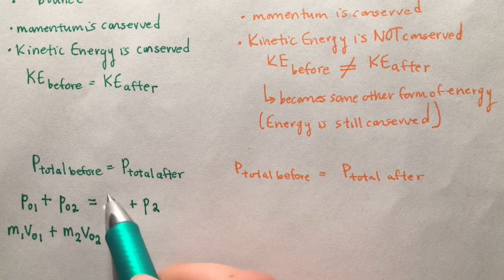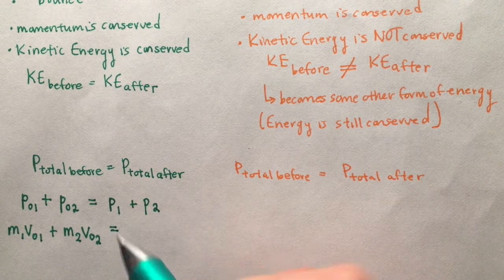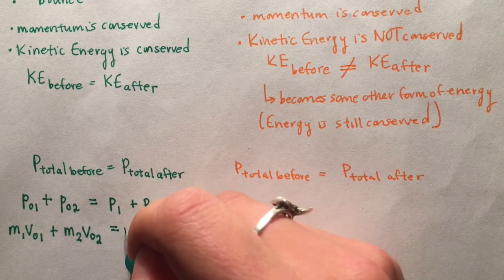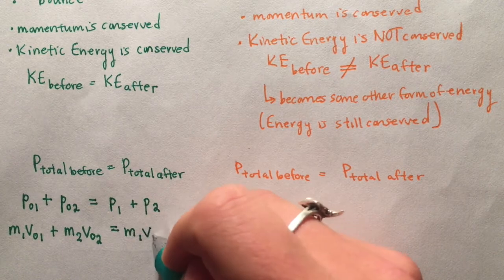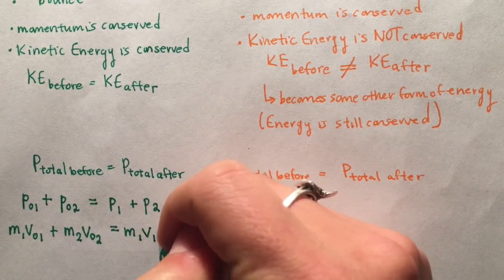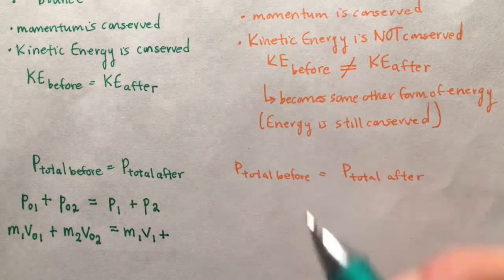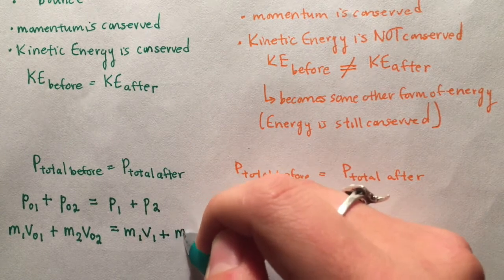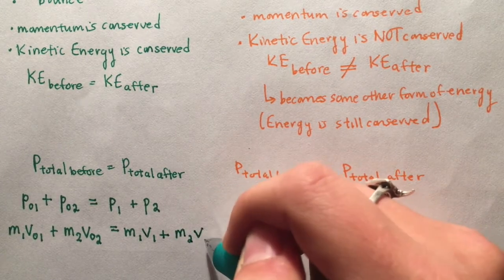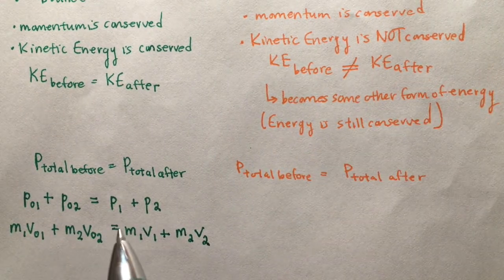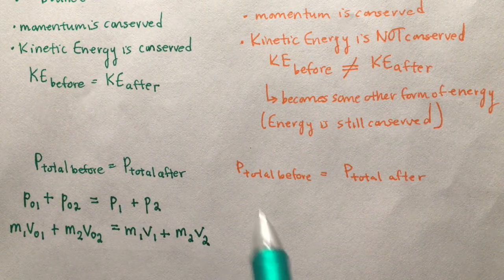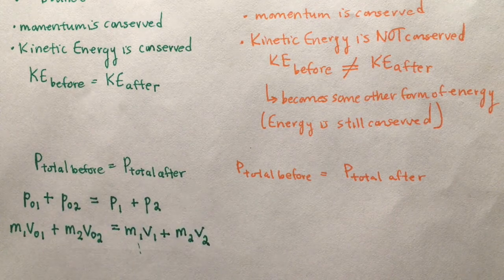So how can I break down the final momentum of object 1? Well, it's still m1 times its final velocity, which I'm going to call v1. And now I need to add the final momentum of the second object, which is going to be m2 times the final velocity of object 2. If you are dealing with an elastic collision, this is going to be the equation that you're going to use.